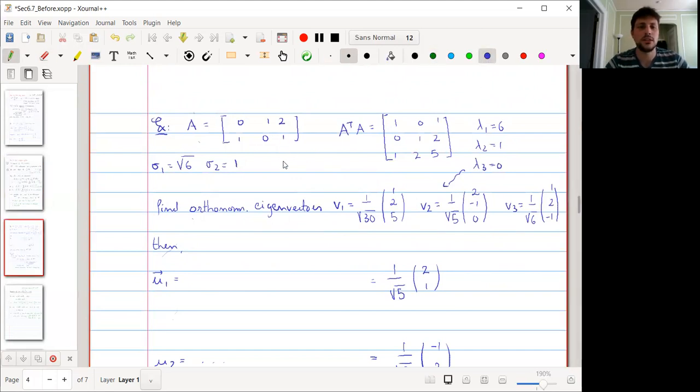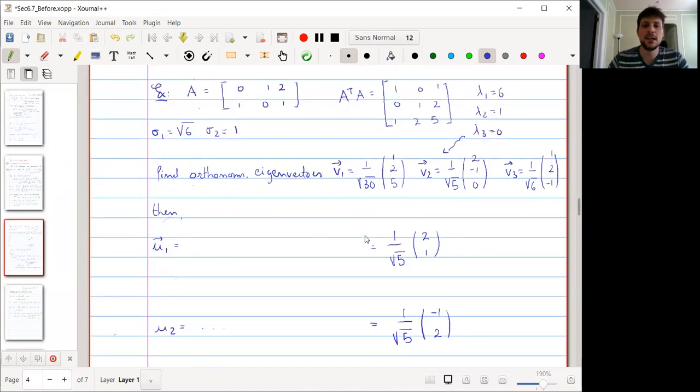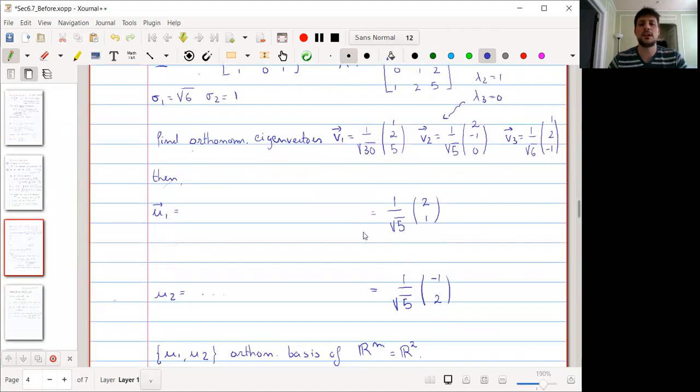This matrix here has a 1 here. The singular values we computed are square root of 6 and 1. If you work a little bit with this symmetric matrix A transpose A, you can find a basis of orthonormal eigenvectors for it, which are these v1, v2, and v3. Just compute a basis for the eigenspaces, make them orthogonal within eigenspaces, and then normalize everything. Then we can finally compute u1 and u2. In this case, they're given as follows.